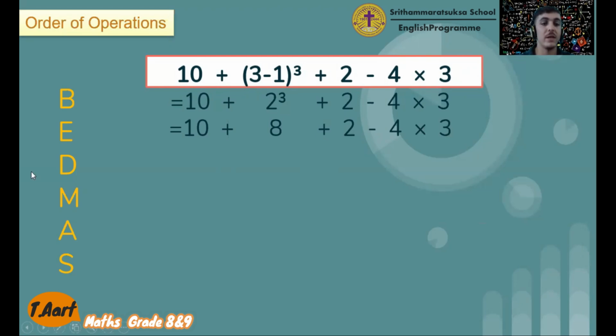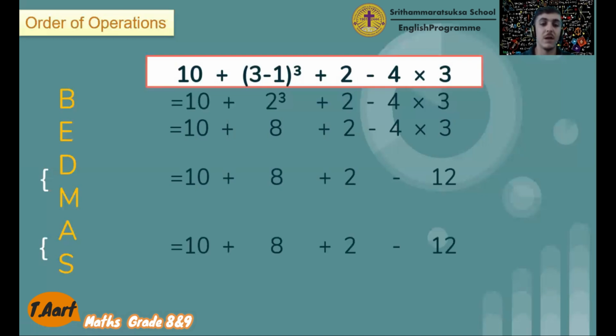The next thing we have to do is division and multiplication, starting from the left and moving to the right. We don't have any division or multiplication until the end here where we have multiplication. So we do 4 times 3, which is 12. And our final step is addition and subtraction, starting from the left and moving to the right. So 10 plus 8 is 18, plus 2 is 20, minus 12 is 8.